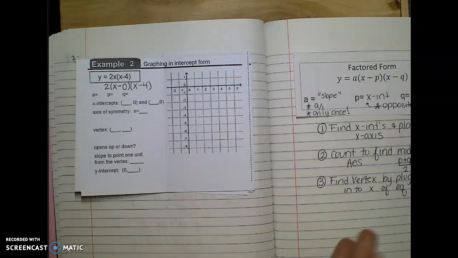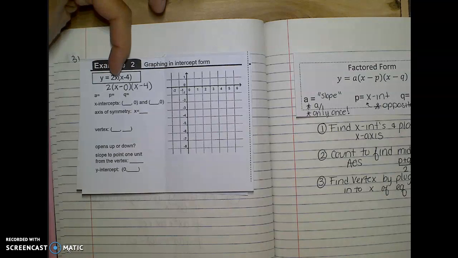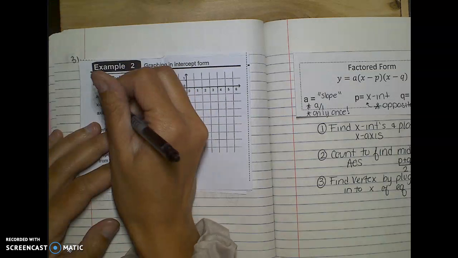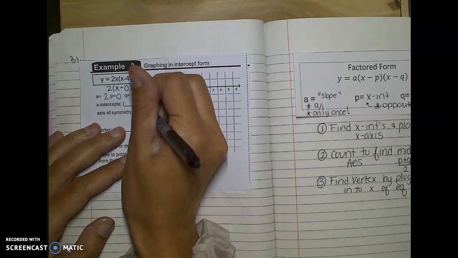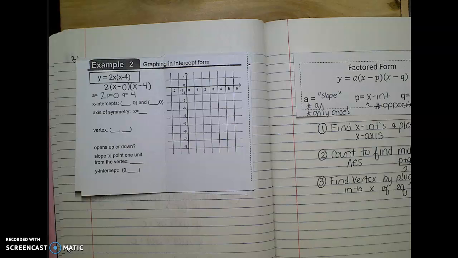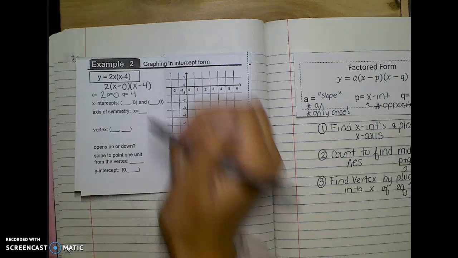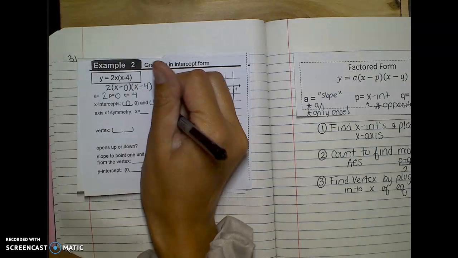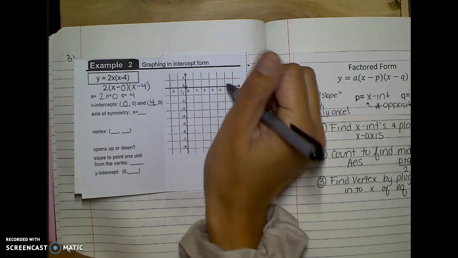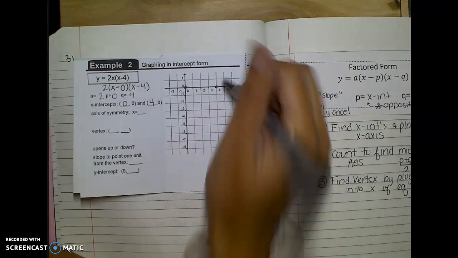Okay, so once we understand that, I see an x sitting by itself right here, and that just means one of my x-intercepts is 0. This doesn't change anything else. So I take the 0 out, I take the 4 out because we make it opposite. So my x-intercepts are at 0 and 4, so I can go plot those at (0, 0) and (4, 0).